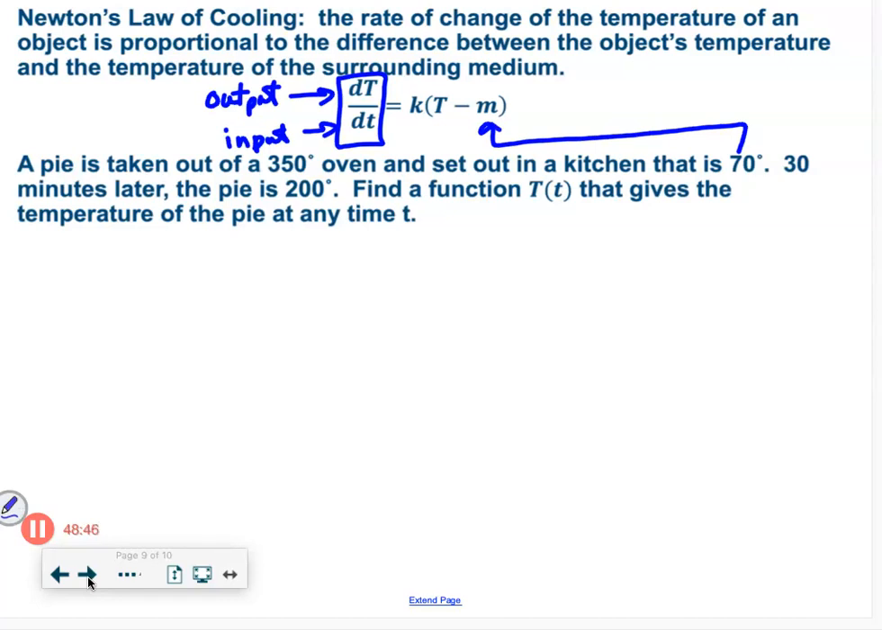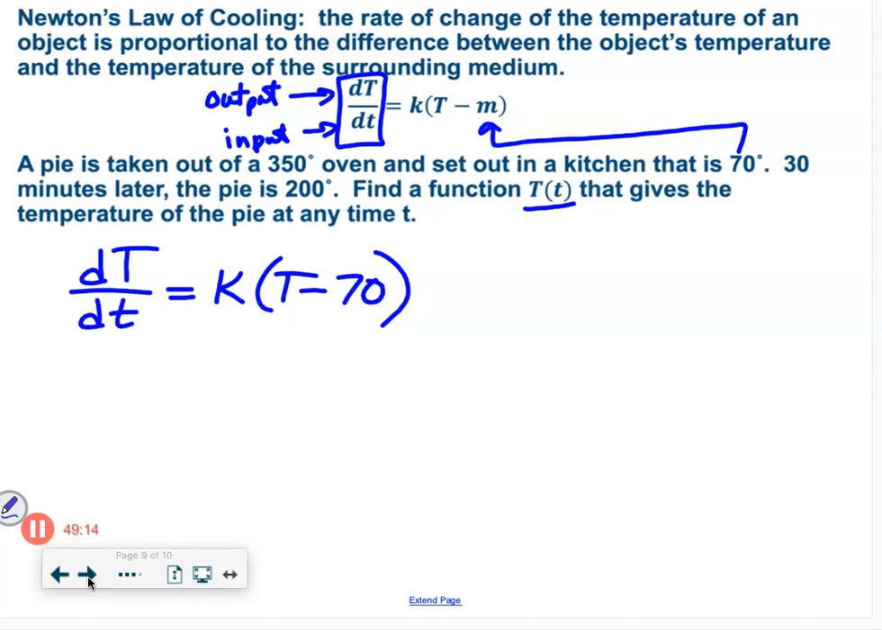Okay. All right. 30 minutes later, the pie is 200 degrees. We need to find a function, T of t, which also tells you your 2 variables, right? Big T, little t, that gives the temperature of the pie at any time t. So we have this differential equation, dT/dt equals k times big T minus, I'm going to plug in a 70 for M. I want you to take a minute and go ahead and separate the variables and then stop. Just separate the variables and stop.